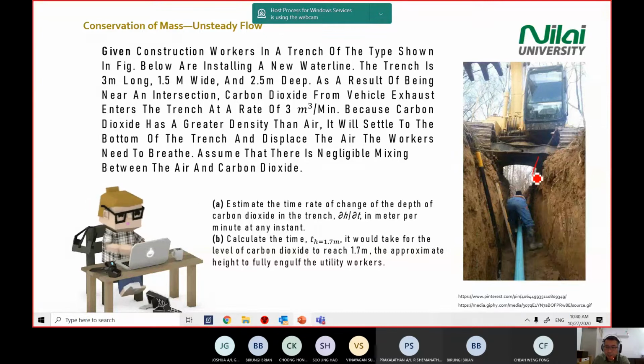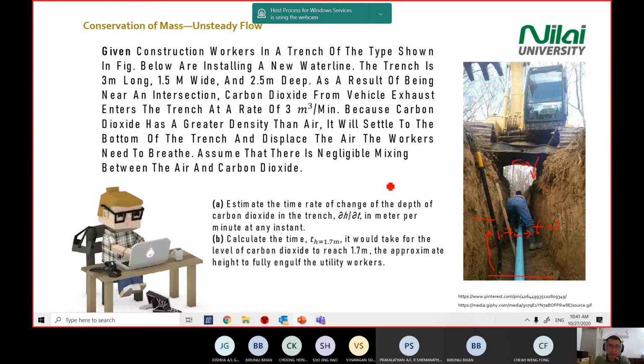Okay, maybe I'll visualize a bit. So CO2 from the engine will drop, and then the CO2 level will rise up until 1.7 meter. So the question asks you how long it will take to reach 1.7 meter. Yeah, you need to do a calculation like this.